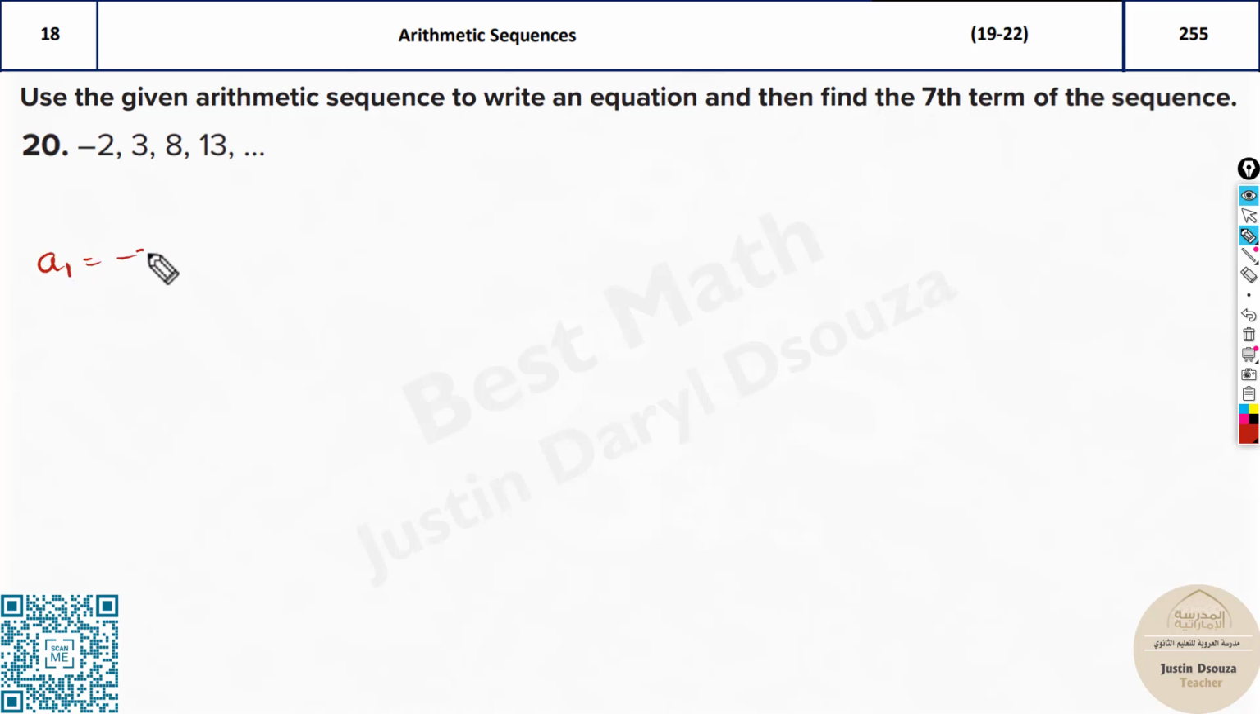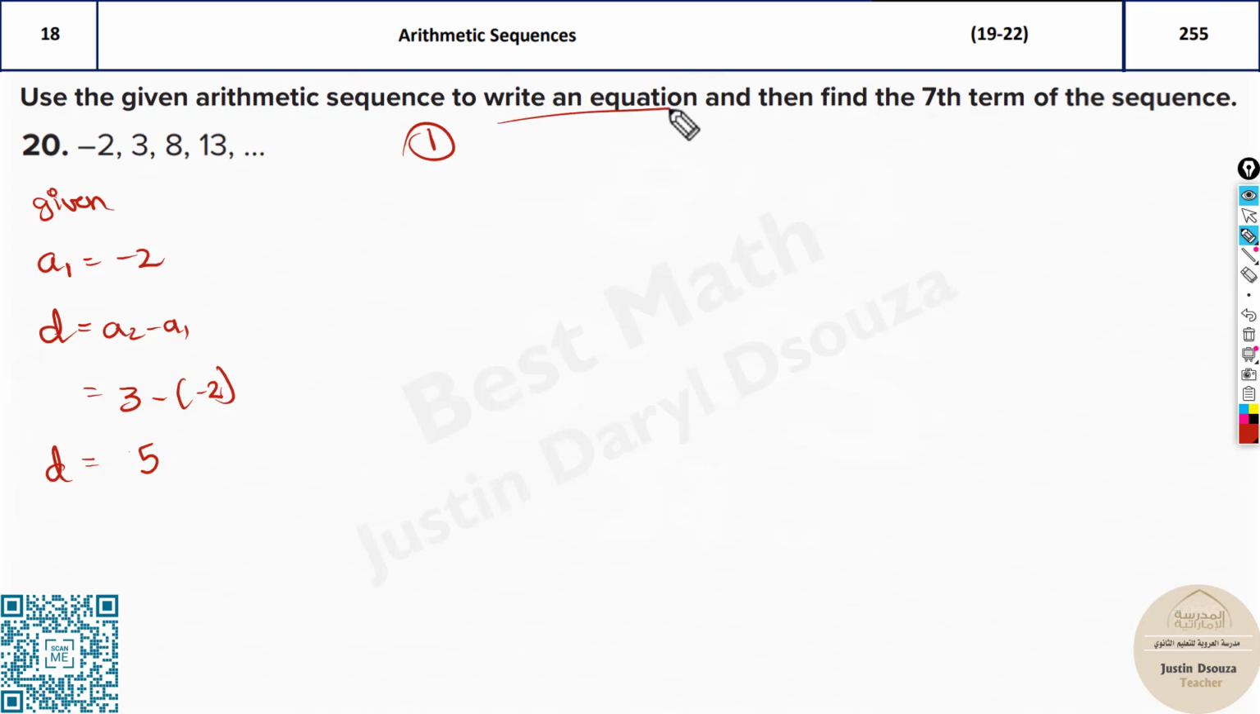A1 is equal to minus 2, given. This is all given to you in the question itself. D is equal to what? A2 minus A1, that is equal to 3 minus of minus 2. When you solve it, it will be 3 plus 2, it's 5. And this is for the first part, okay?